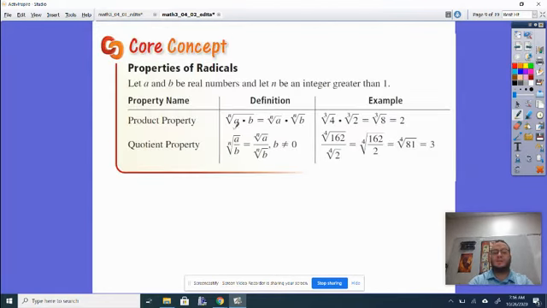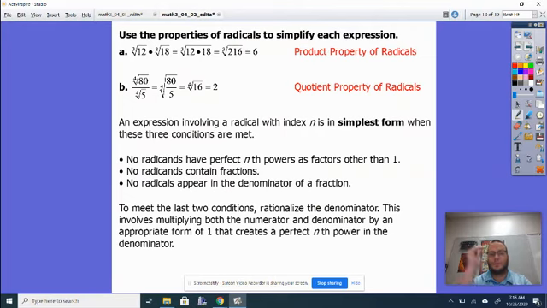Product property, again, says that as long as I have the same base on my radical, I can multiply those out. And then it distributes over division as well. Okay, so these just simplify it out. 12 times 18, get 216. Okay, and I can do that because I have, again, the same base. Okay, and then these are some good rules to know that you're in the simplest form. You don't have any n powers as factors other than 1. The radicand doesn't contain fractions, and this is the most important one, no radicals appear in the denominator.